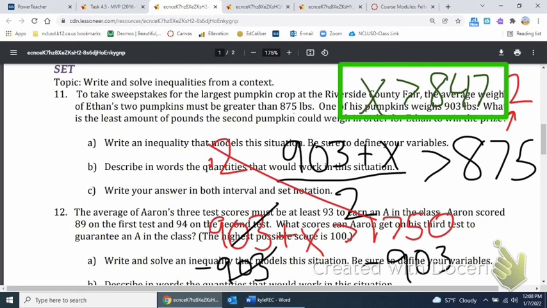So does the solving part seem okay? Do you guys feel okay multiplying by the bottom and then subtracting the 903? Do you have any questions on that part? Part A.